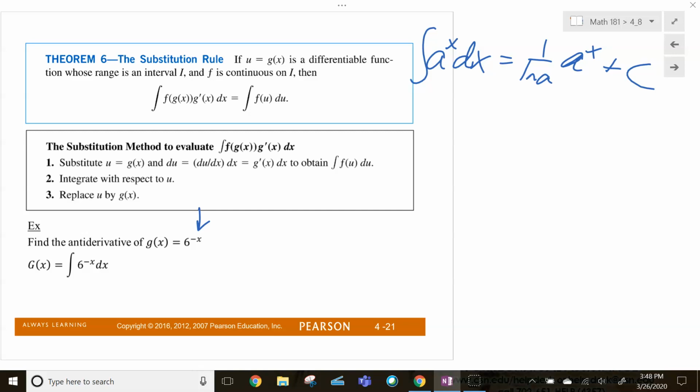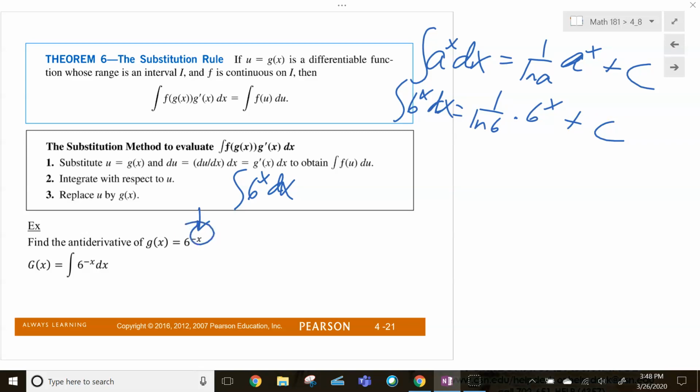But just know if you have a composite function, this is not just integrating 6 to the x dx. That would be no problem. If I was doing 6 to the x dx, I'd just follow it: 1 over ln of 6, 6 to the x, plus a constant. This is 6 to a negative x. That again is the problem right there. This is f of g of x, where g of x is that negative x.